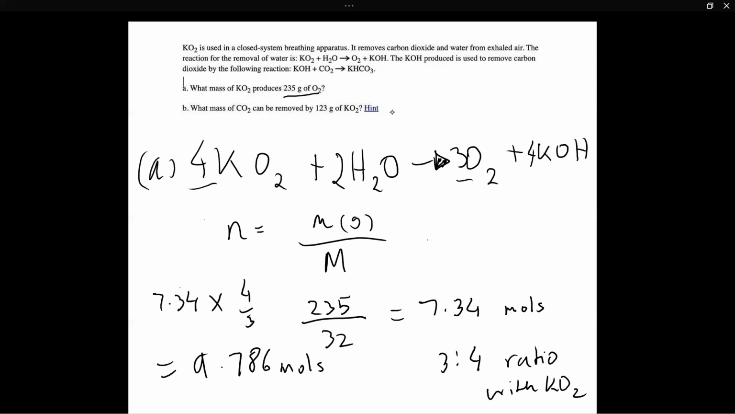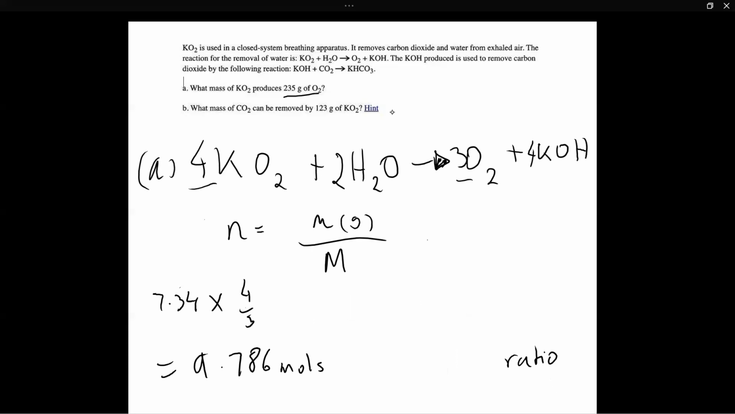Now, it's simple after this point. All we have to do is substitute this value into the n is equal to m over capital M equation, and we will get the mass of KO2 required to produce this many moles of oxygen. So that'd be 9.786 is equal to X, which is the mass in grams of KO2. And we know the molar mass of KO2, and that is 71.1.